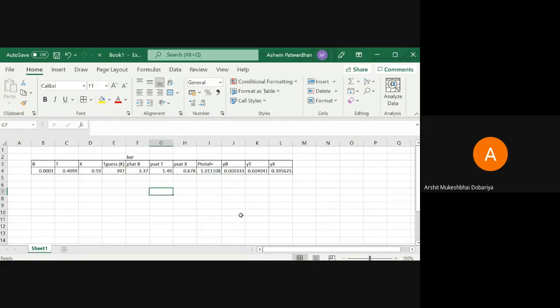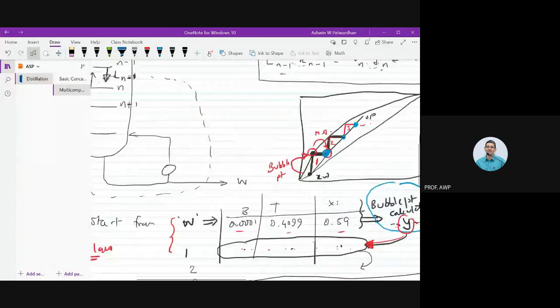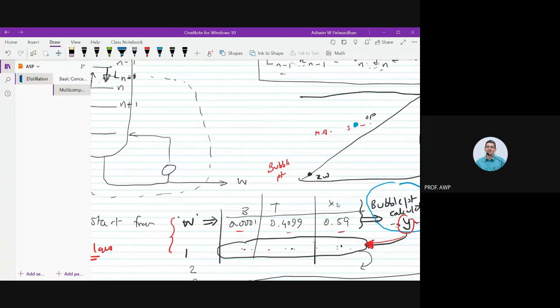Yes, sir. Okay, now let's go back to our calculation. Here we are doing the operating line. What is our operating line now? Let's zoom in. Let me draw. This was our operating line. We have gone from here up to the equilibrium. So this was our bubble point calculation. Now from here, we need to go to the operating line.